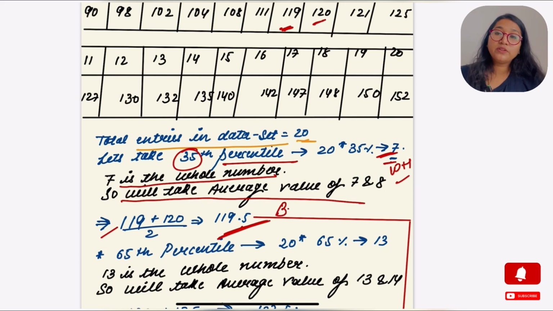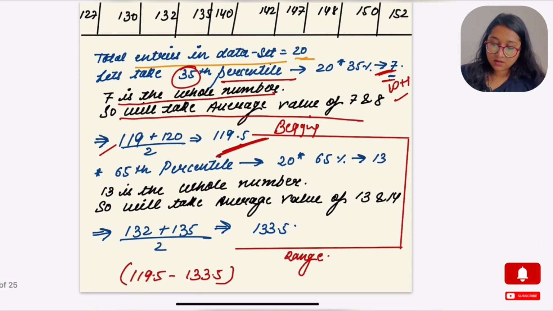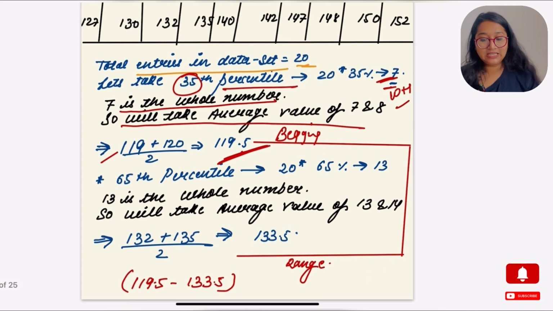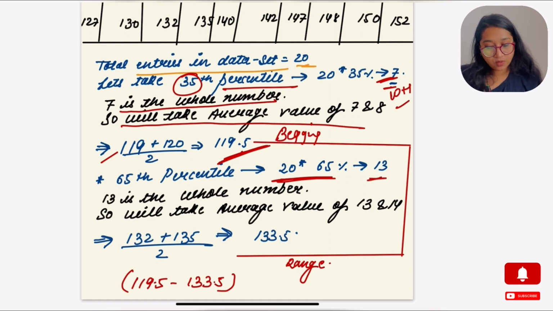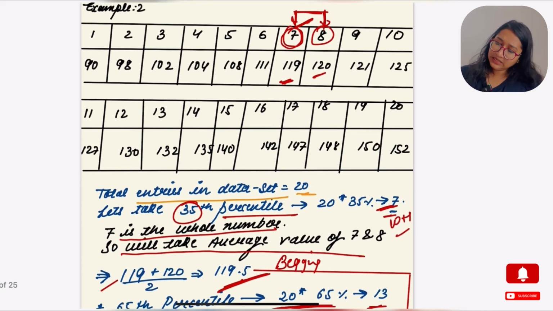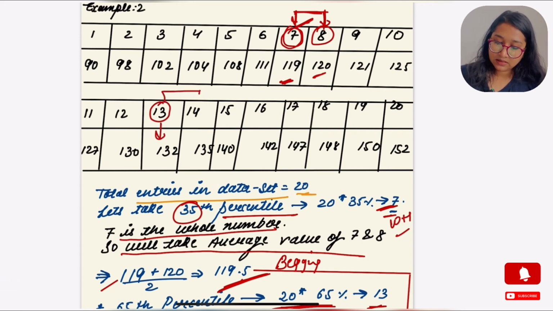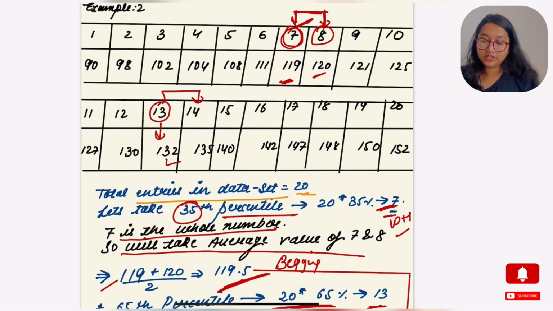So my range is going to begin from 119.5. Is it clear? Hope this part was clear. Now let's take the 65% of 20, which is 13 in number. Again we have to do the same thing: the average of the 13th and the next number, which is the 14th.